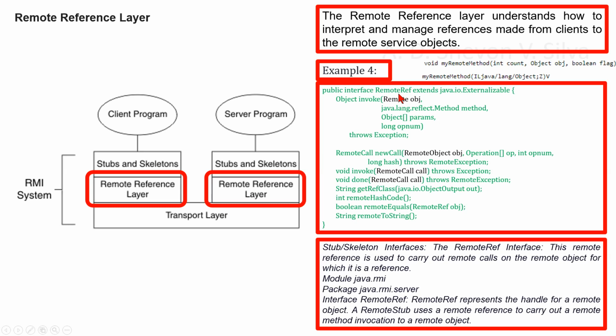This is in the package java.rmi.server, which is in the module java.rmi. The interface RemoteRef represents the handle for a remote object. Each stub contains an instance of RemoteRef that contains a concrete representation of the reference. This remote reference is used to carry out remote calls on the remote object for which it is referenced.